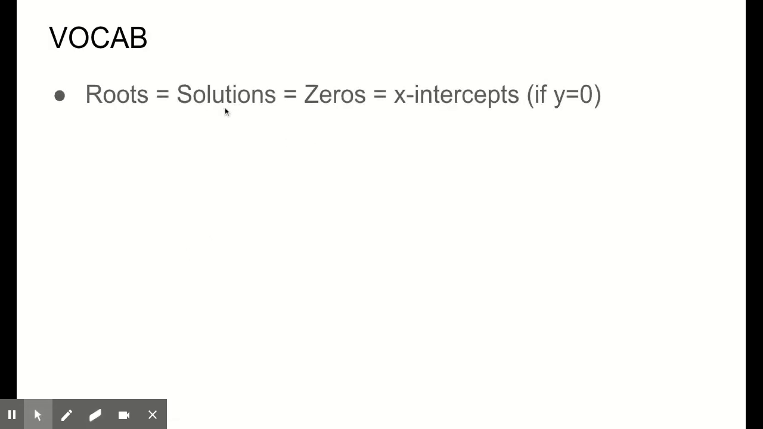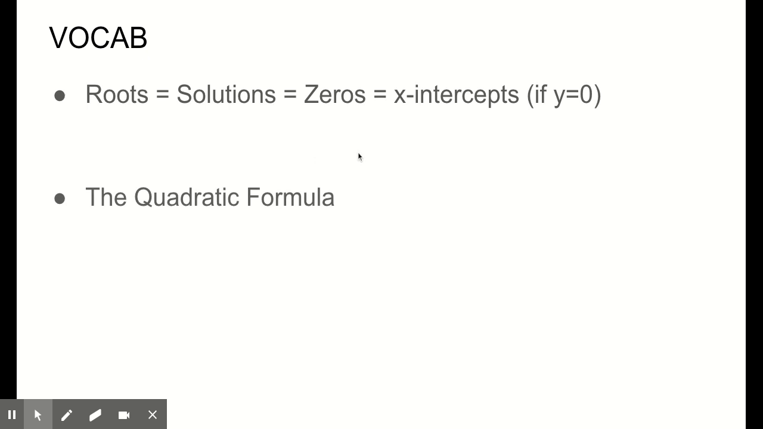Now, something I want you to recall is that we are going to use all of these different words to represent what we're looking for. So we refer to them as roots because there are square roots involved. They're solutions because we are solving for x. We refer to them as zeros because our equations have to equal 0, and because we look for those values when y equals 0, which are also the x-intercepts.